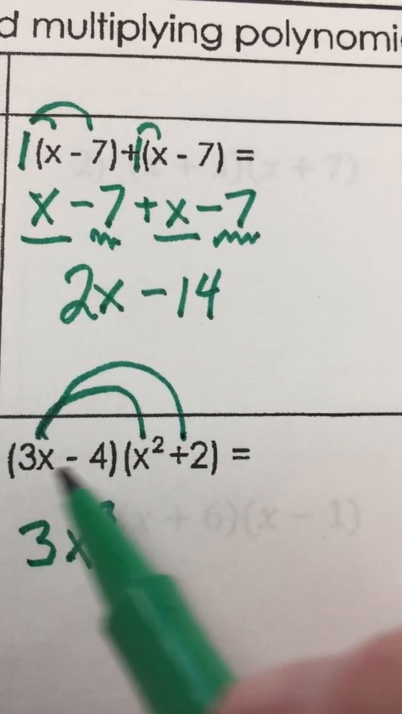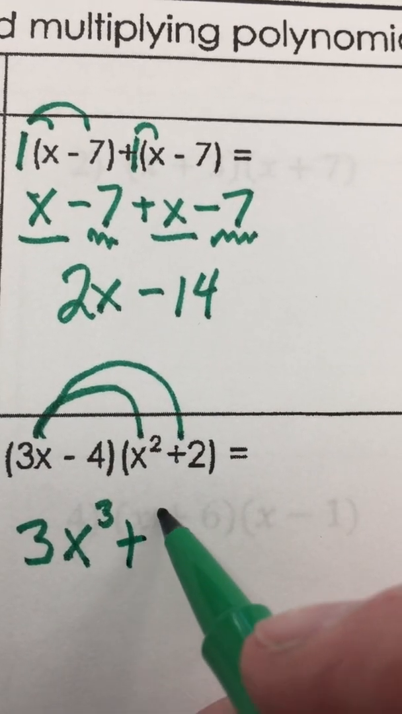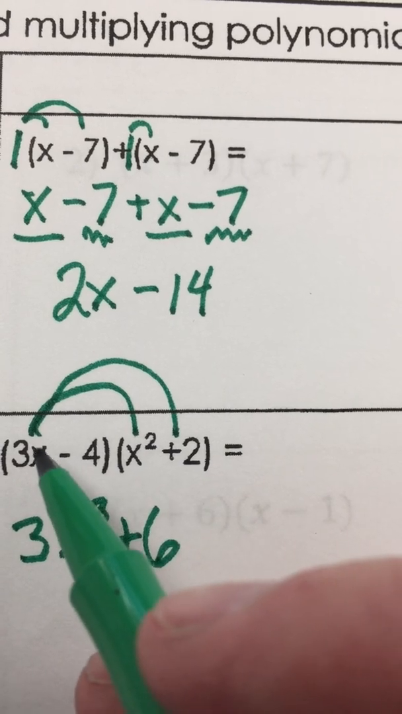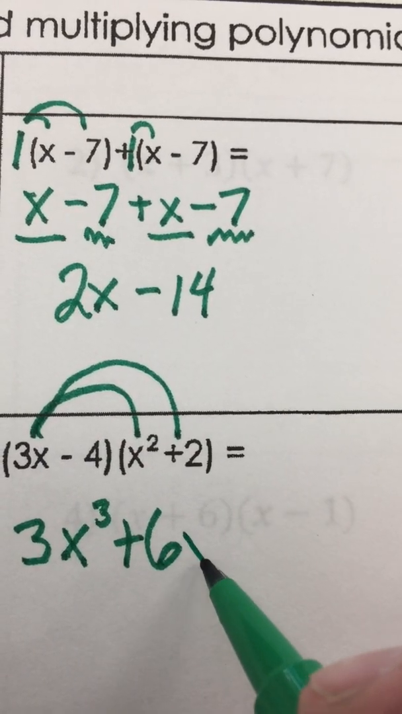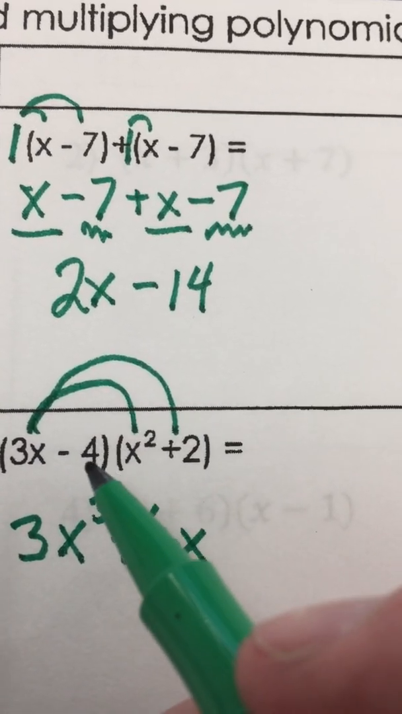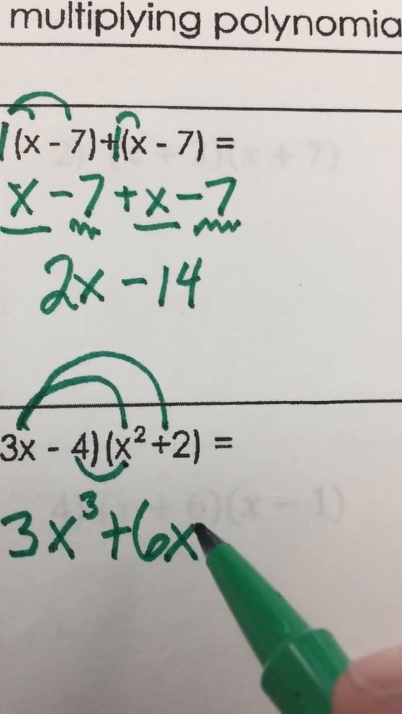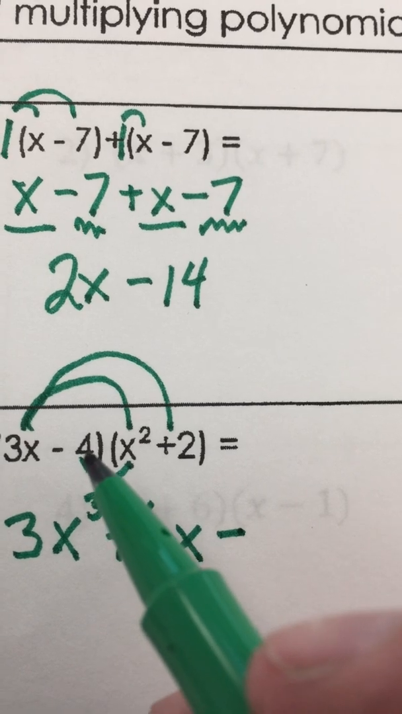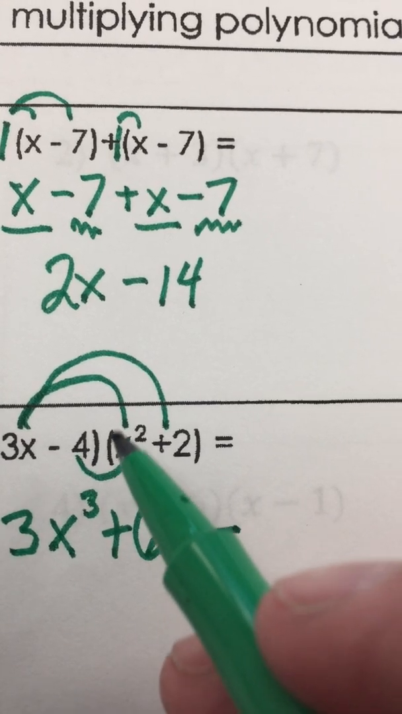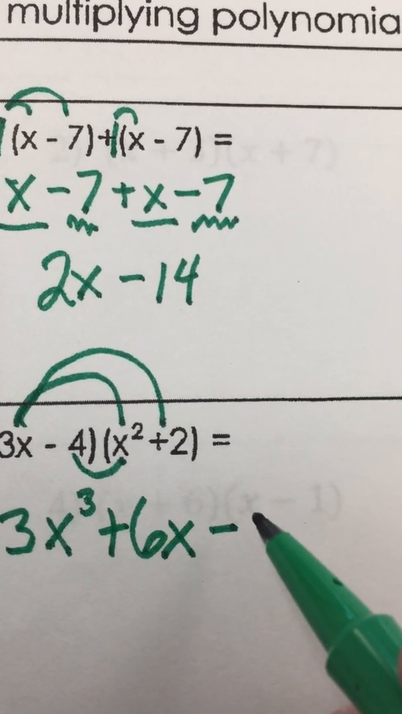3 times 2, and it's positive times positive, so that's a positive 6. And I have an x being multiplied with no more x's, so it's going to stay x. Then we're going to come back and distribute the second part. Negative times a positive number is a negative answer, and 4 times, and there's a big 1 sitting there, and 4 times 1 is 4.